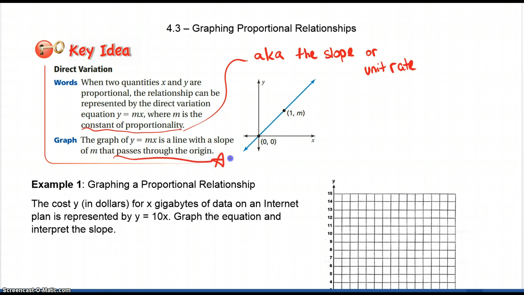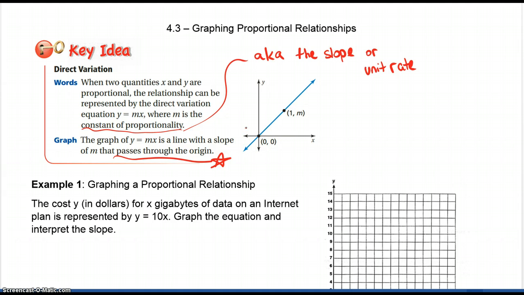This part is super, super, super duper important. If you look at a graph of something and it does not go through the origin, it is definitely not proportional. So when you see a graph and it asks, is this proportional? If it goes through the origin, you can say yes. Okay? If it does not, you have to say no.